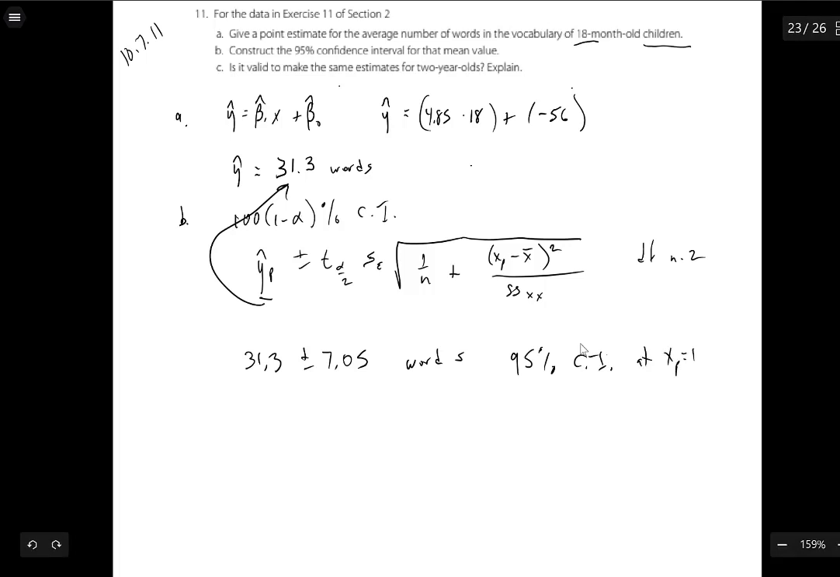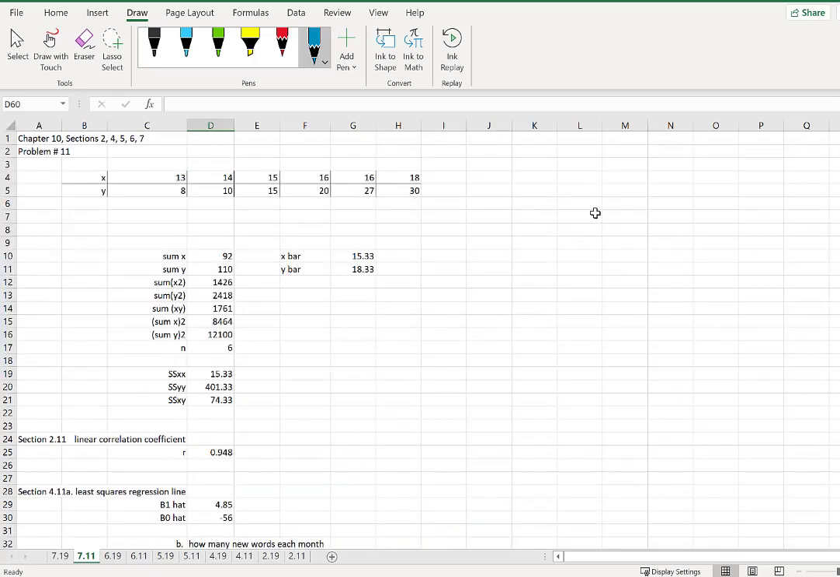And then part C comes back to asking us, is it valid to make the same estimates for 2-year-olds? This takes us back to a point earlier in the section where it talks about doing our confidence intervals and estimating based on where we're doing our estimates and the data that we have. Let's go back and look at our data. Back here in Excel, if I scroll back to the top, I look at our data. X is valid from 13 up through 18. So the data I have is from 13 months to 18 months. I don't have any data out at 24 months.